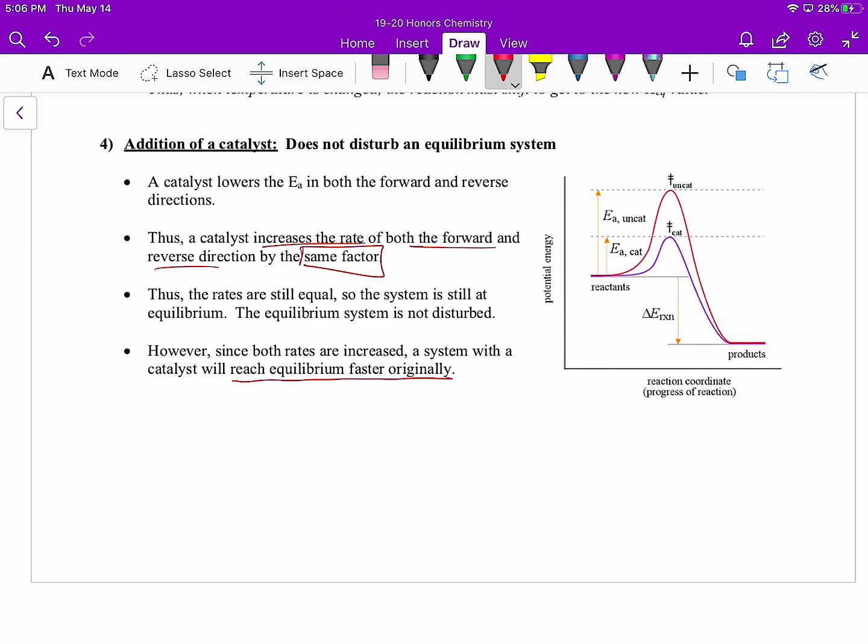So just remember, if you create a stress on a reaction, if you do something to disturb an equilibrium, the reaction will respond in a way to undo what you just did to get back to the equilibrium.